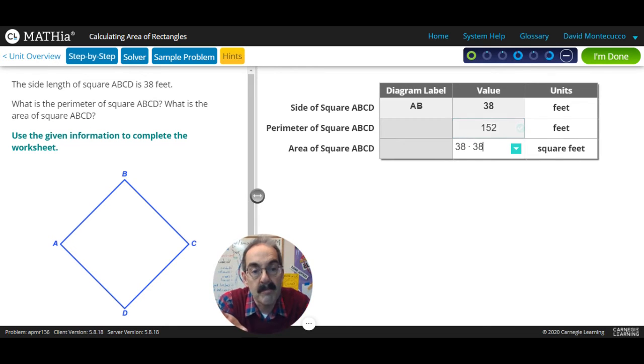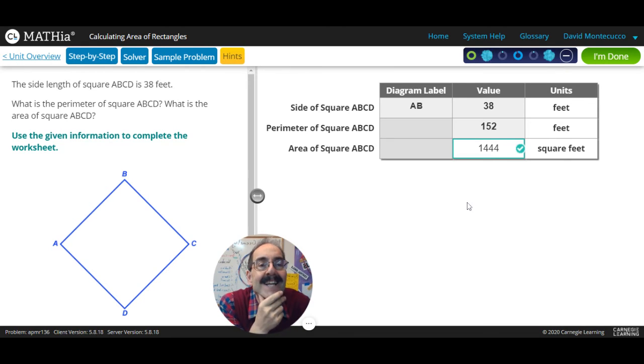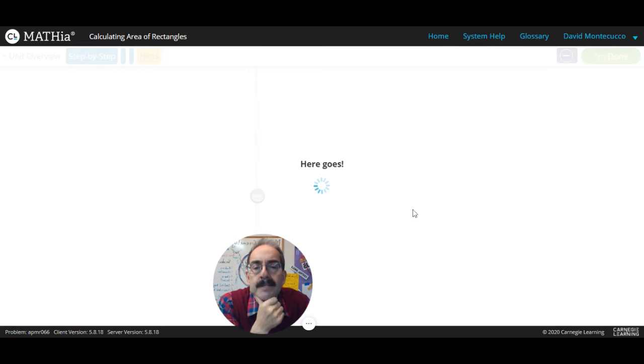And there's also a multiply button. You could actually click on this to help you with that. Okay. All right. Crushed it. Look at those little stars. I'm done. Let's go to the next problem.